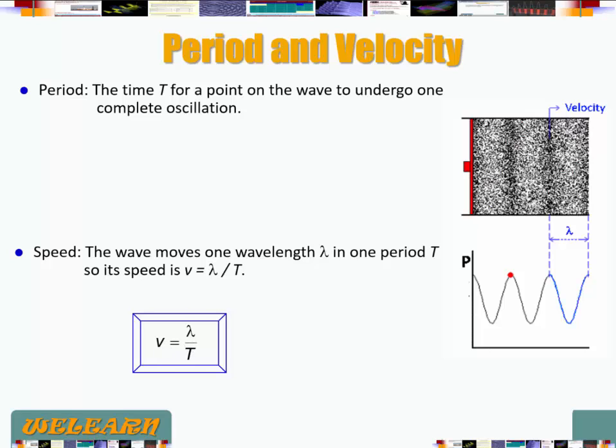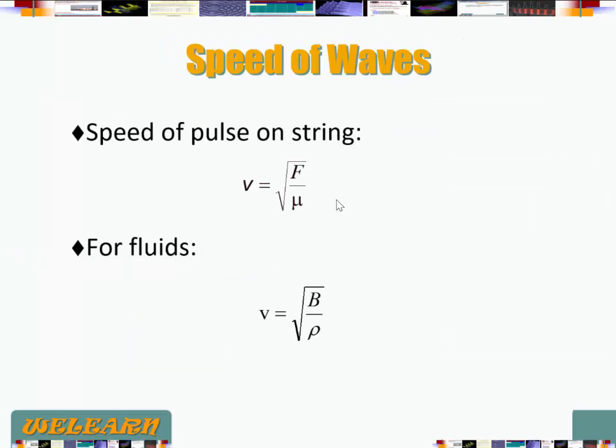Now, the speed of a wave depends on the properties of the medium. For example, for a wave on a string, it is equal to the square root of the tension of the string, the force that's pulling the string, over the mass per unit length. Mu is the mass of the string over the length of the string. In other words, to get mu, you take the string, measure its mass, measure its length, and divide the mass by the length. That's the way you get mu.